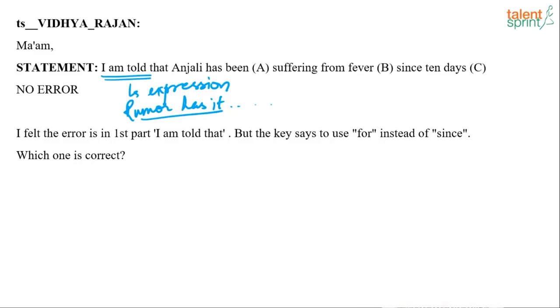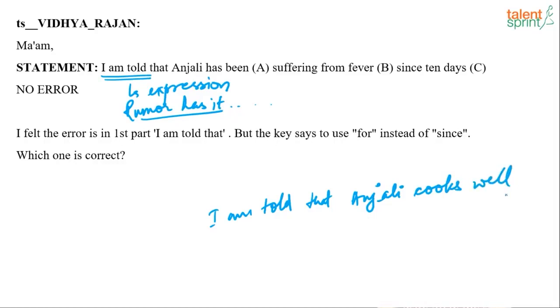Instead of saying I am told, we can also use rumor has it. Okay, both of these are expressions, and they are absolutely fine. There is no error. You can also write things like, I am told that Anjali cooks well. Okay, that means it is an expression which says that Anjali is a good cook. So there is no error over there.